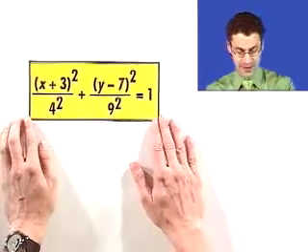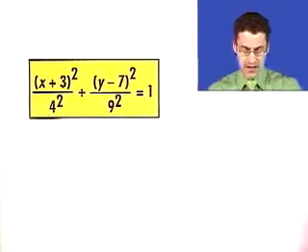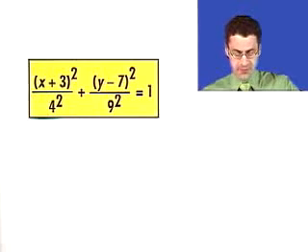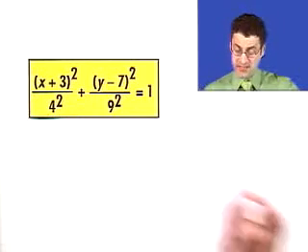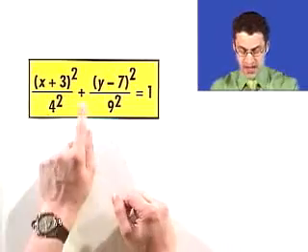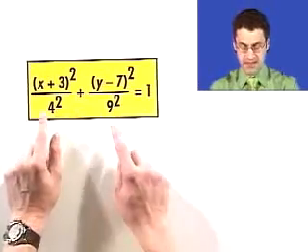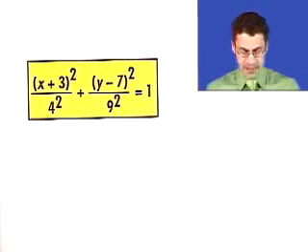All right, let's bring out our final contestant. Let's see if we can get it. Bring out the final contestant. Oh, it's coming in this way. Look at that. Wow. All right. Quantity (x plus 3) all squared divided by 4 squared plus (y minus 7) all squared divided by 9 squared equals 1. I see the 1. I see the squares. I see a plus. These numbers are different. This tells me this is going to be an ellipse.